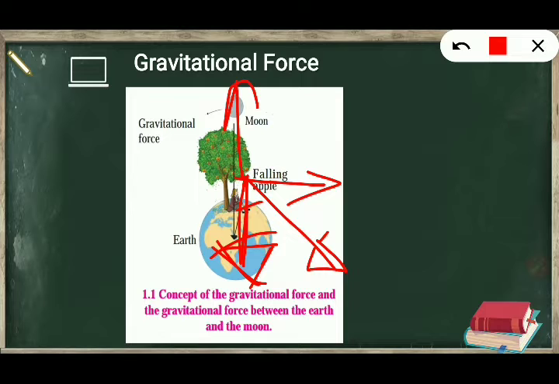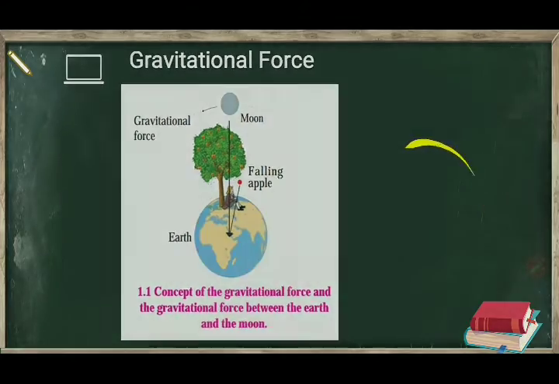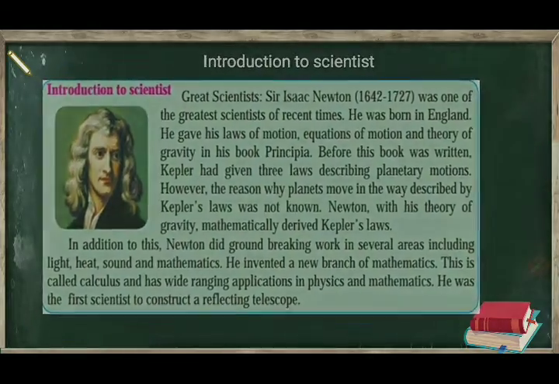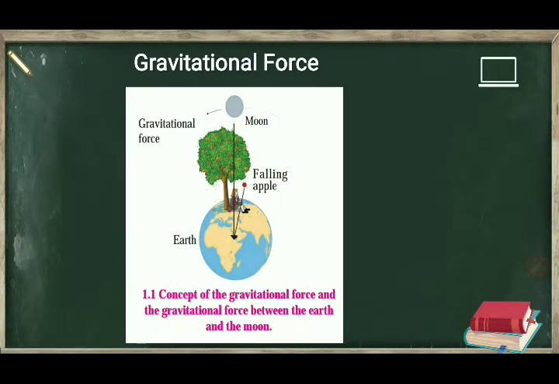So he concluded that the earth is attracting every object towards its center. This is the conclusion and the theory by means of which it is considered that he found gravitation. In this diagram there is a moon, and this force of gravitational attraction also exists between the earth and the moon.